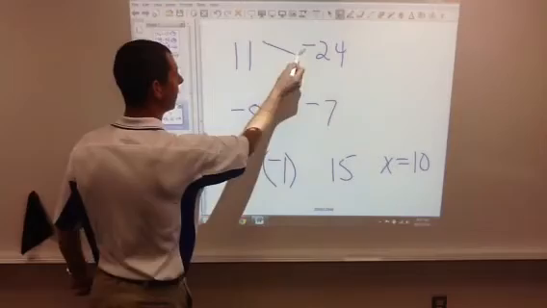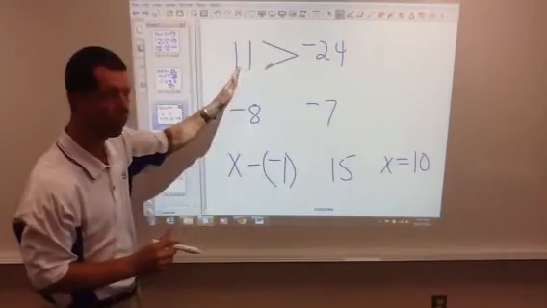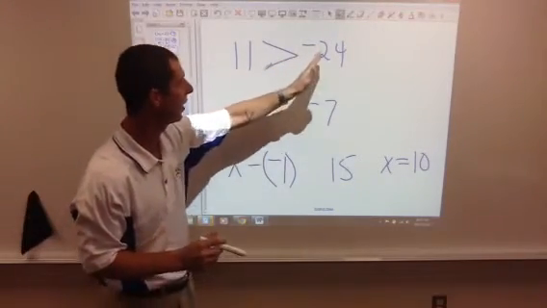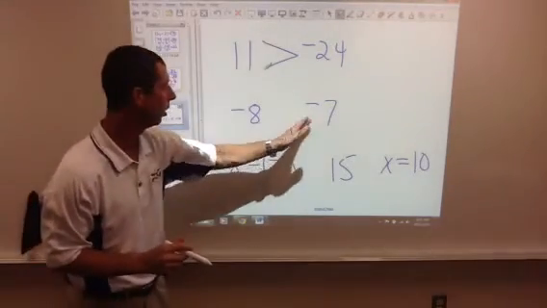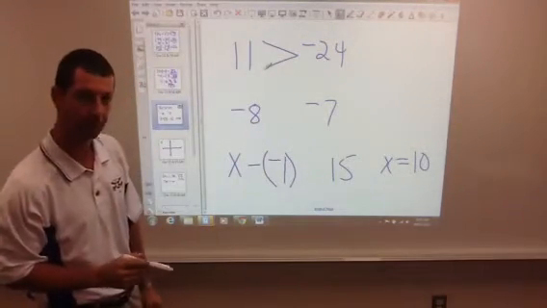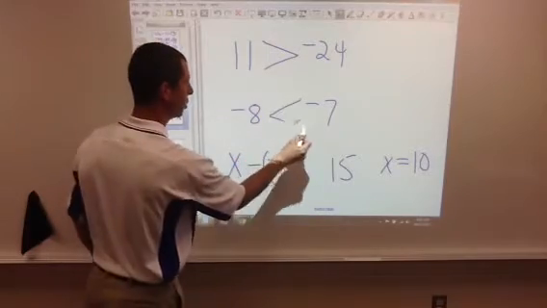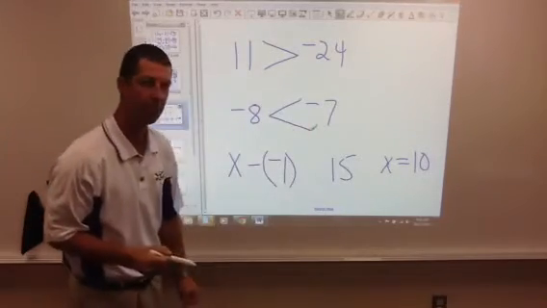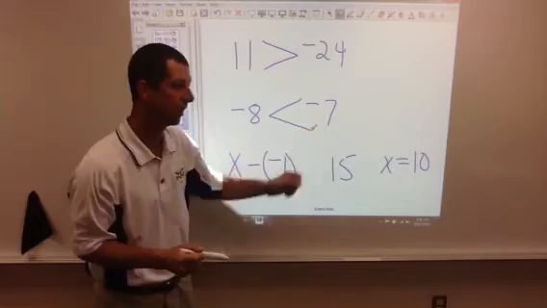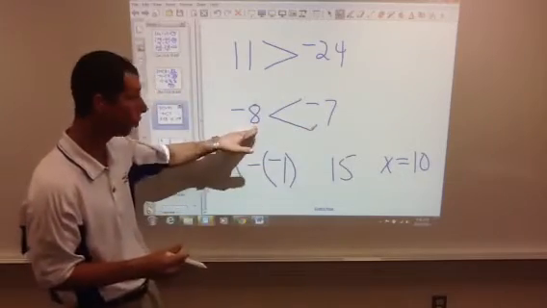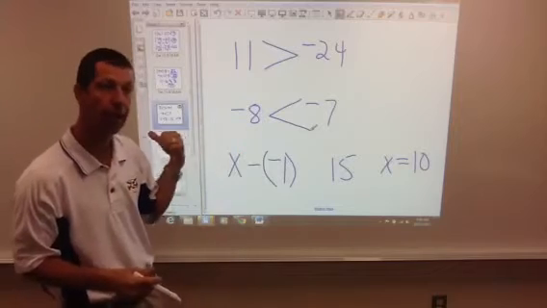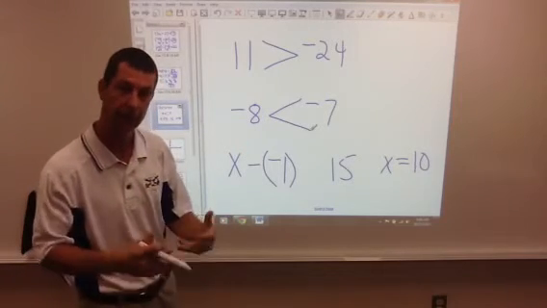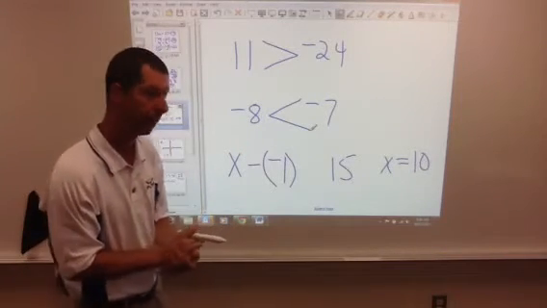We're gonna gobble up the bigger number, and this is where we read this as 11 is greater than negative 24. Okay, this here now, we're gonna gobble up the larger number again, which is going to be negative 7. Negative 8 is less than negative 7, just like 8 below 0 is colder than 7 below 0. It's further left on a number line. That's what makes it a smaller number.